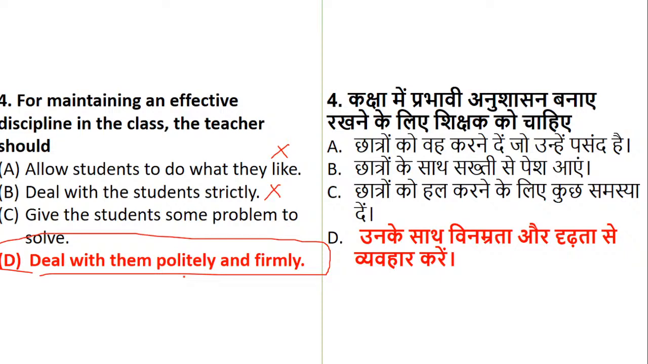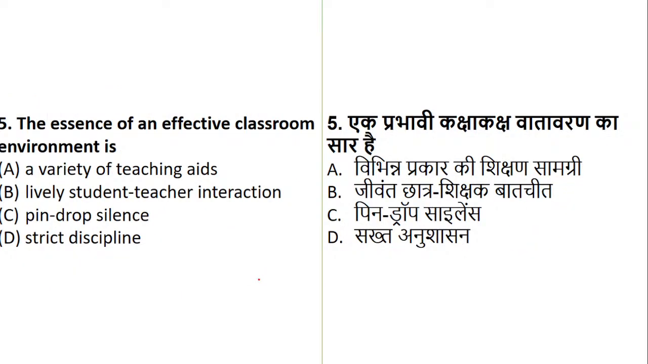There has to be discipline in the class. So in such a situation, as a teacher, you have to be polite, at the same time you have to be firm. Is it clear? Those who have done it rightly, I hope those who have answered C understood why C is not a right option. Only option number D is right. Giving students some problem to solve is not going to solve the purpose. Fine, so let's go now to question number 5.